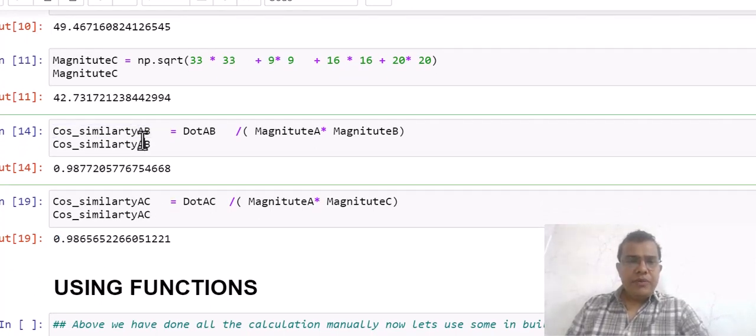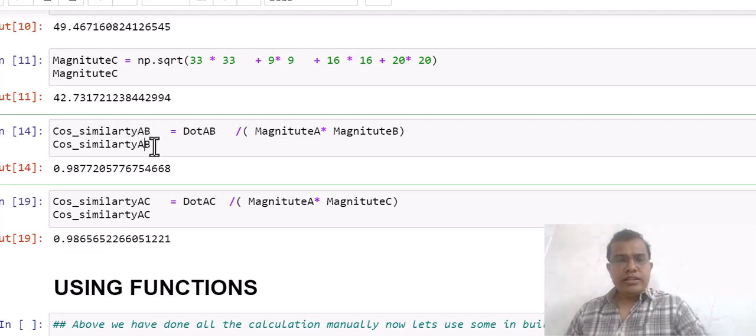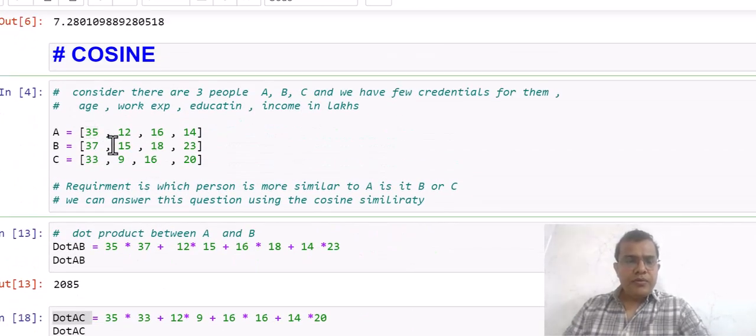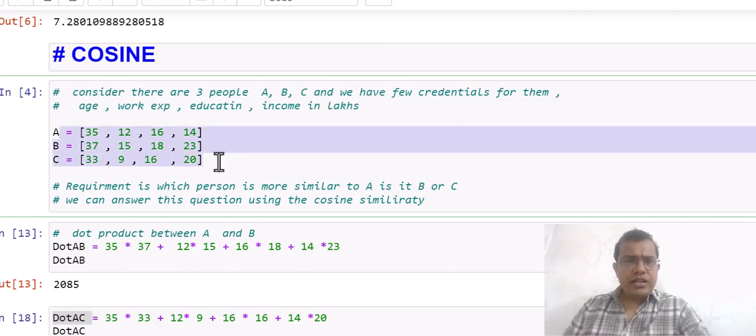So basically, since the similarity score for A and B is more compared to A and C, B is more similar to A. If you see this data, then it is very difficult to say which person is more similar to A. Is it B or C?